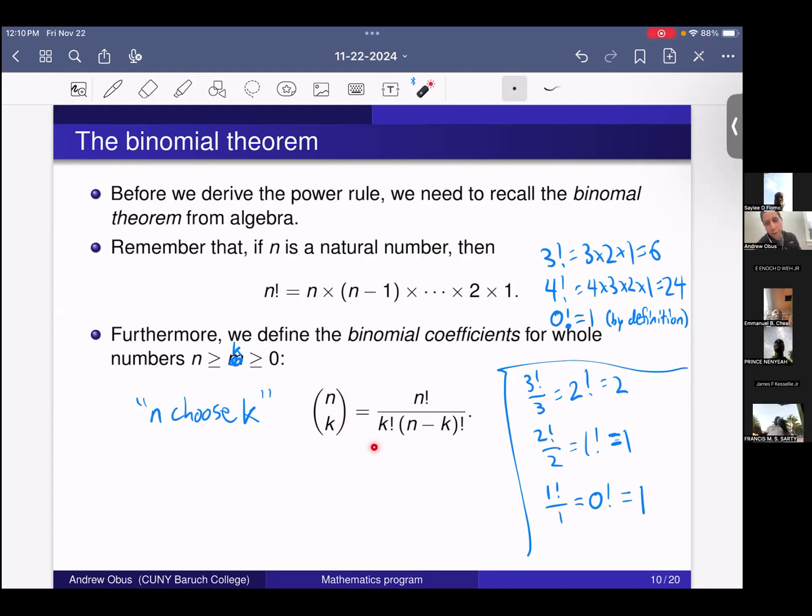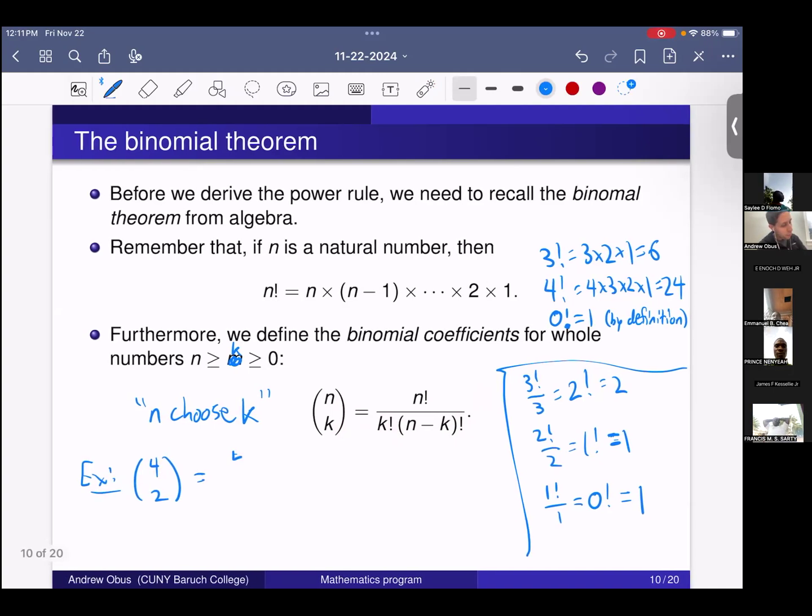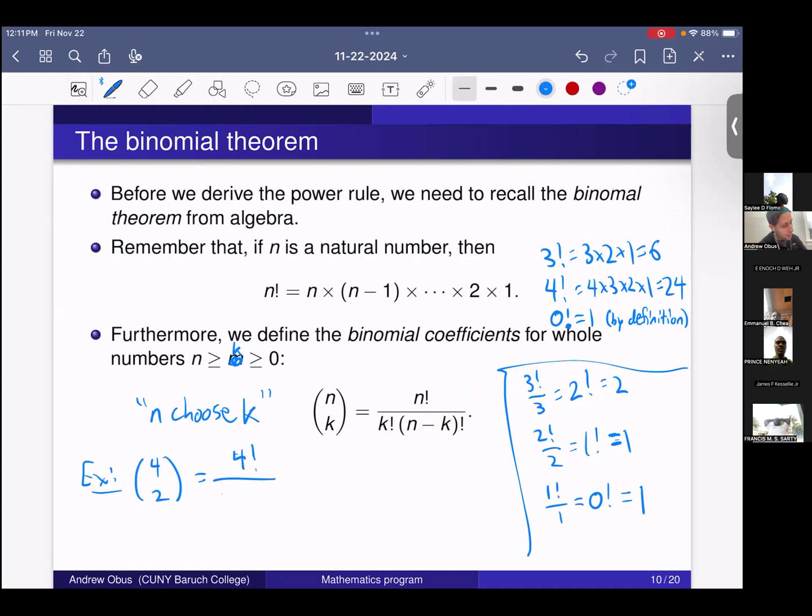So we have this binomial coefficient, which is this quotient of these various factorials. So an example would be if I had 4 choose 2, this would be 4 factorial divided by 2 factorial times 4 minus 2 factorial. Well, 4 factorial we already know is 24. 2 factorial is 2. 4 minus 2 factorial is 2 factorial, which is also 2. So this turns out to be 6, just as an example.